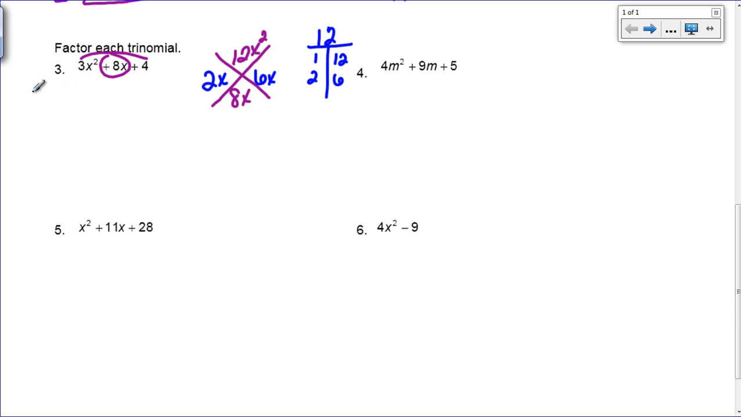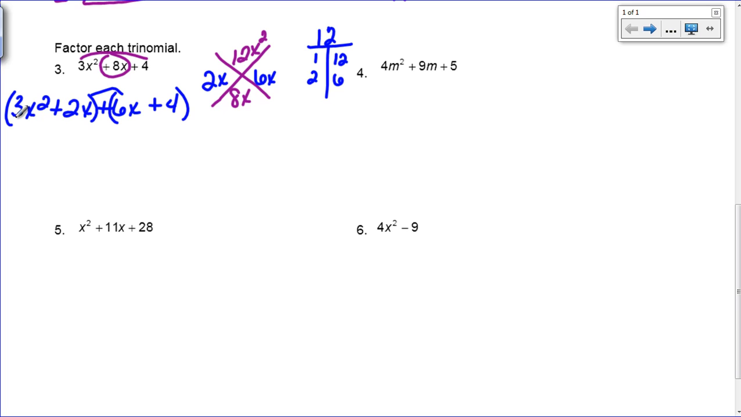So I'm going to rewrite this trinomial as 3x squared, and instead of 8x, I'm going to put 2x plus 6x, because if I put those together, they make that 8x, and then plus 4. Now I can do what we did today in class, the grouping method. So I can group these together, and do the GCF and factor.